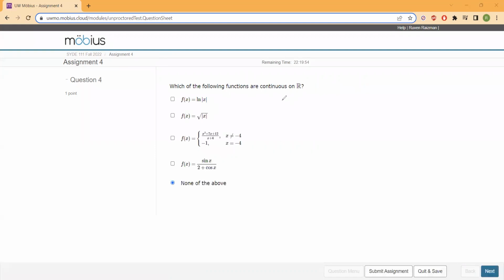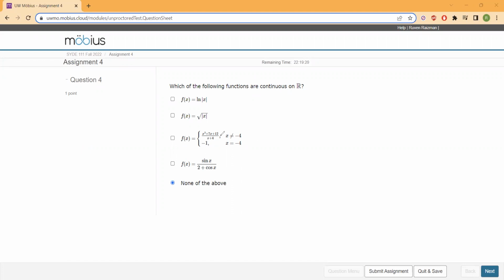Which of the following functions are continuous on R? For functions to be continuous, it just means that they never stop. A really good way to think about it is that if you put the pencil down and try to trace the function, you never have to lift your pencil up. And so I'll just do some of the easy ones first.